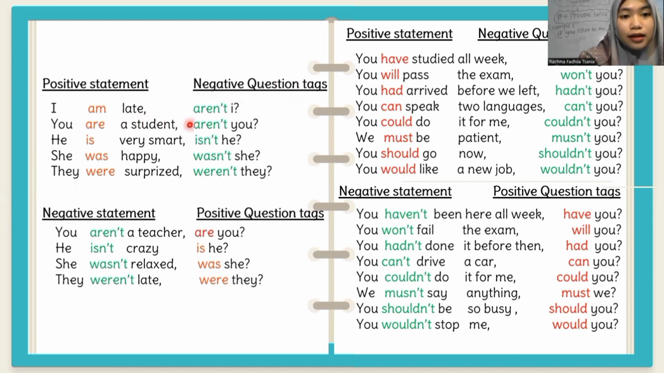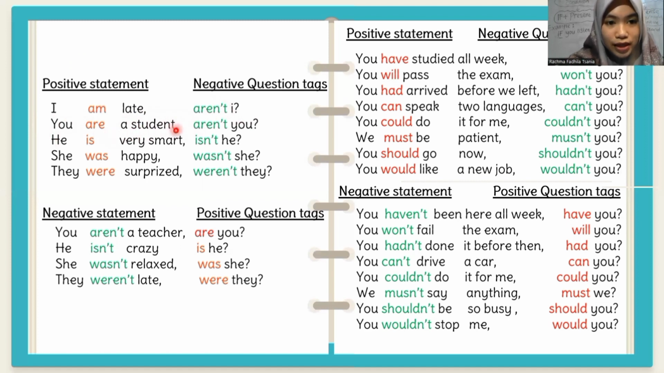I am late, aren't I? There is an exception when the subject is I followed by am in the positive statement. For example, I'm late, aren't I? Usually, people don't say, am I? It probably sounds strange to you, but that is what they do in English. I am late, aren't I?